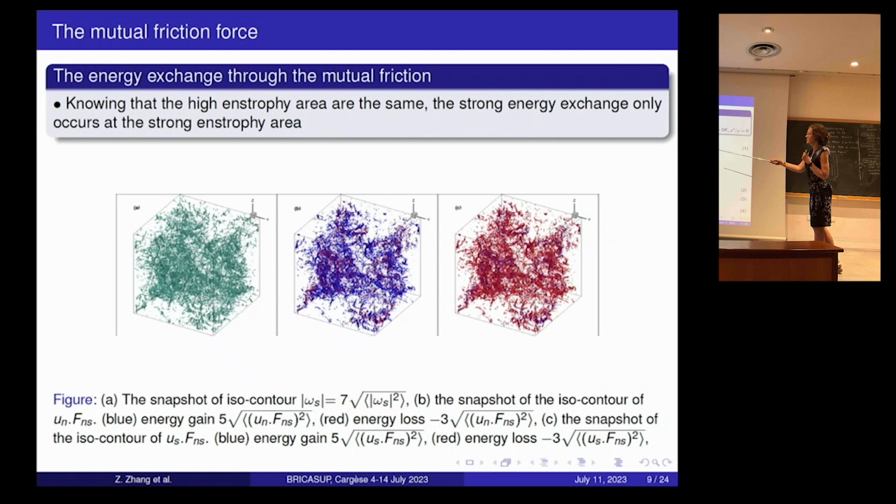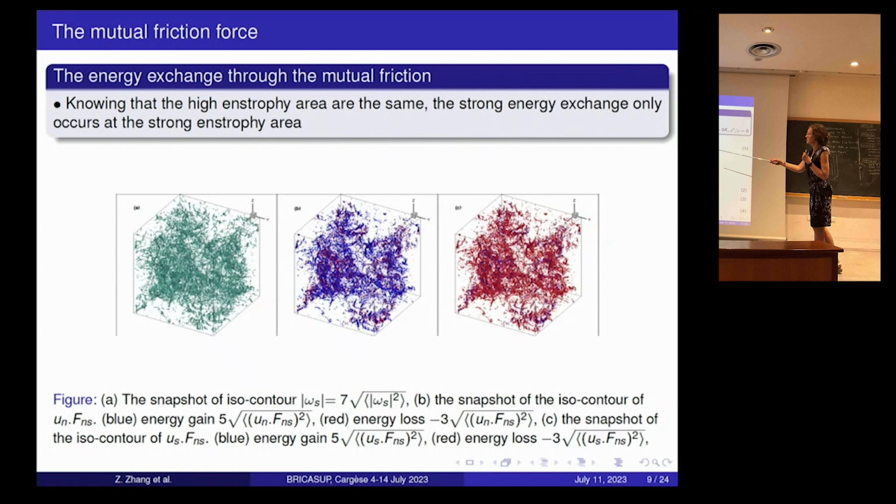That's my only slide on beautiful pictures. What is shown here is the snapshot of isocontours of the vorticity of the superfluid that appears in the mutual friction force. And then here we have the picture for the normal fluid and for the superfluid. And that's the energy exchange through the mutual friction force. What we see is that the normal fluid will receive a lot of energy, and the superfluid will leave a lot of energy.